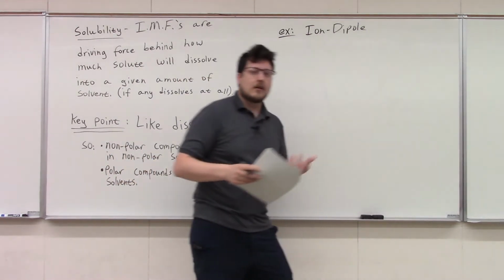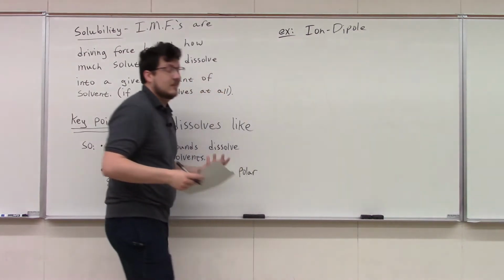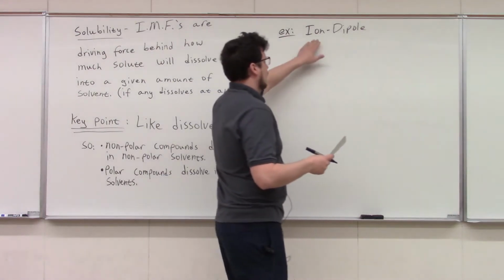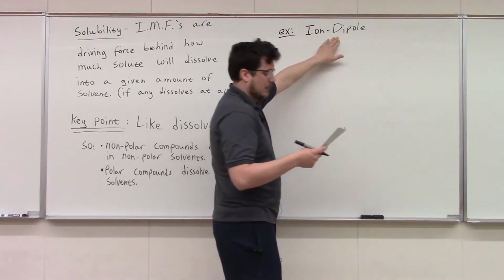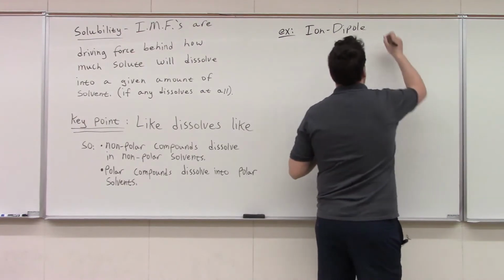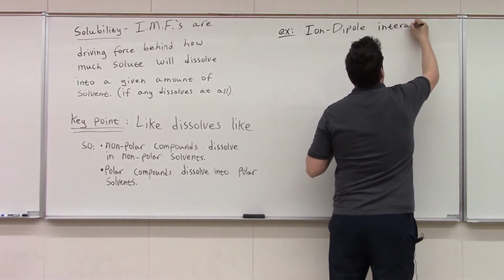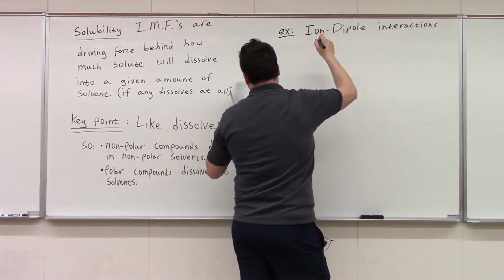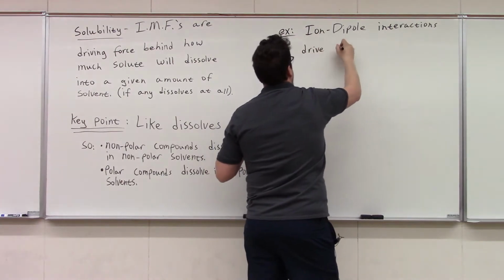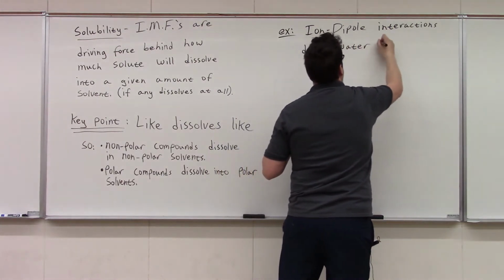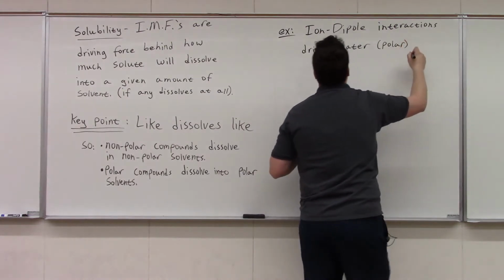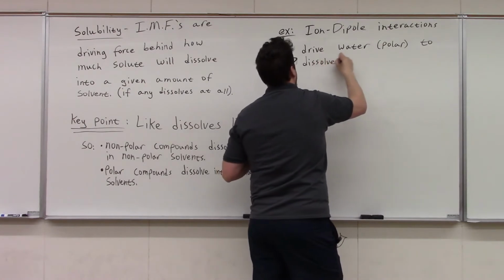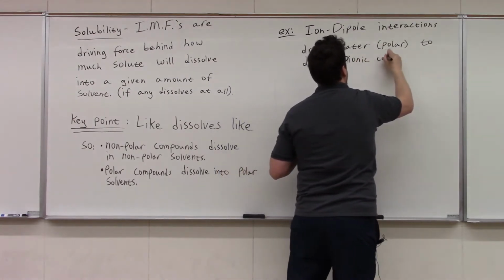But salt is an ionic compound. It has these ion attractions. Water is not ionic. It's a polar compound, but it will still dissolve an ion. So we have this kind of mixed interaction here that can happen as well. And so ion dipole interactions can also drive something like water, which is polar, to dissolve ionic compounds, which are just salts.